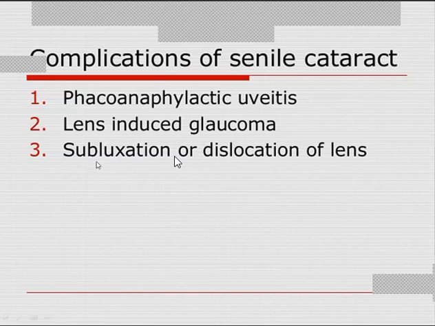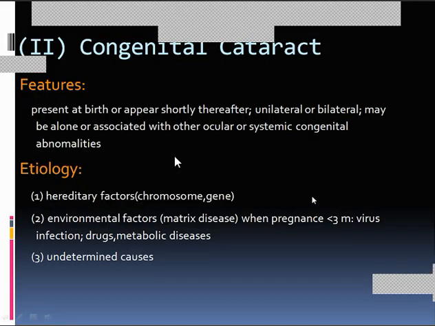Another complication is the subluxation or dislocation of the lens, because this is the hypermature cataract. What will happen? Because of the sclerotic cataract, the lens weight is increased and the zonules cannot withstand the increased weight. So the zonules will be weakened and lead to the subluxation or dislocation of the lens. Okay.